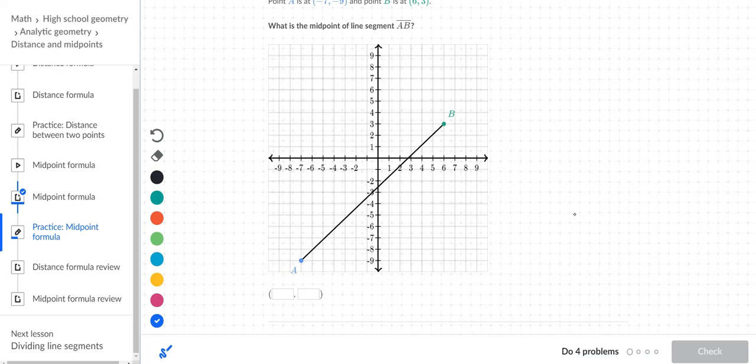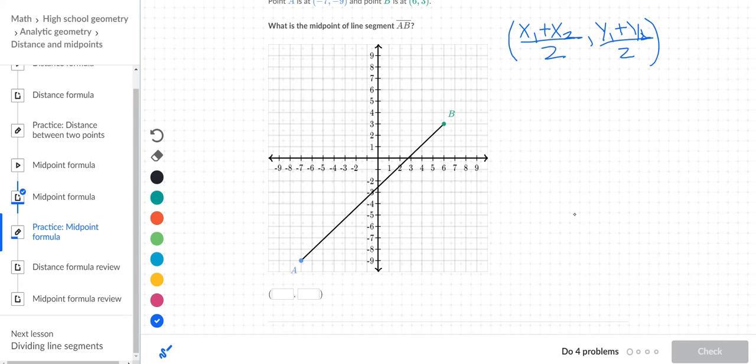And our midpoint formula is basically the average of these two. So it's going to be the average of your x's, so it's going to be x1 plus x2 divided by 2. So that's going to be a coordinate. And then the average of your y's, so it's going to be y1 plus y2, divided by 2.